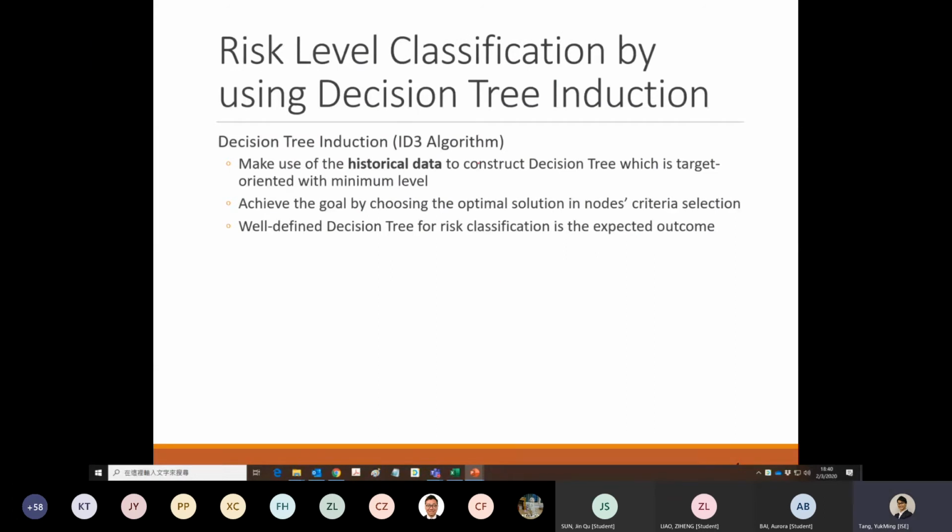So in order to perform the decision tree induction, there are many different algorithms. One of the major algorithms is called the ID3 algorithm. There are many different algorithms to perform decision tree induction, but in this lesson, we are going to use the ID3 algorithm.